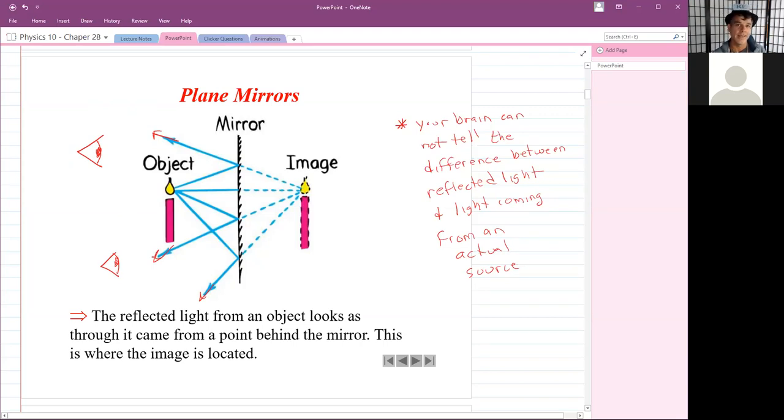Well, to me, it looks as if it was coming from an object behind the mirror that was really emitting light. And our brain cannot tell the difference between an object which is really emitting its own light and an object whose light reflects off a mirror and then comes to us. So if I'm over here and I see these light rays coming off the mirror, to me, it looks exactly the same as if there wasn't a mirror here at all, but there was really an object behind the mirror producing light.